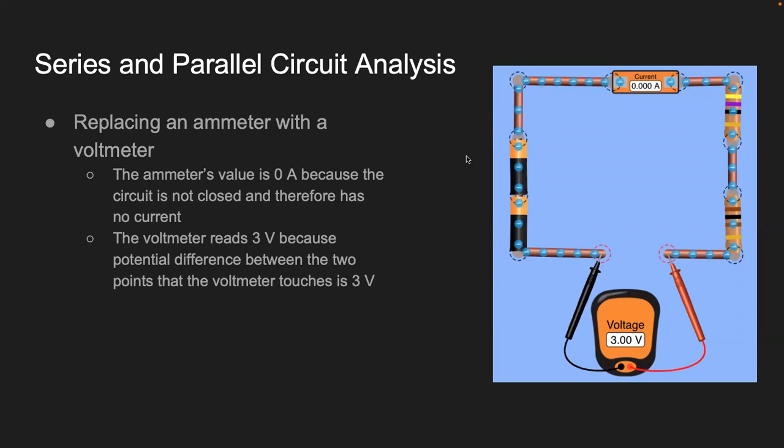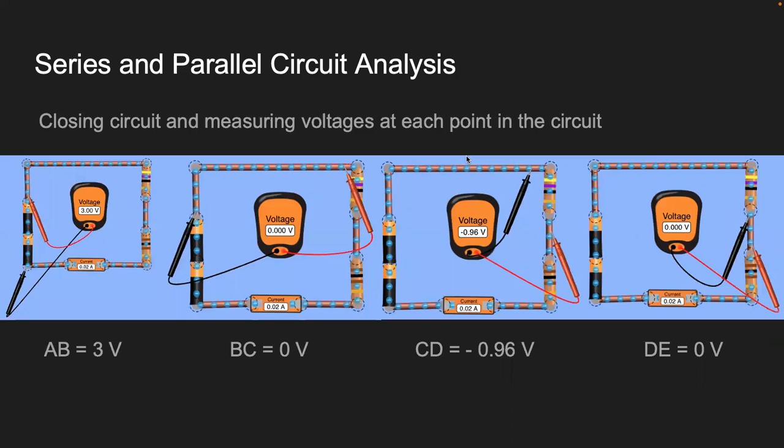After replacing an ammeter with a voltmeter, we found that the other ammeter's value is 0 because the circuit is not closed and therefore has no current. The voltmeter itself reads 3 volts because the potential difference between the two points that the voltmeter touches is 3 volts. Now we close the circuit back and measure the voltages at each point in the circuit.